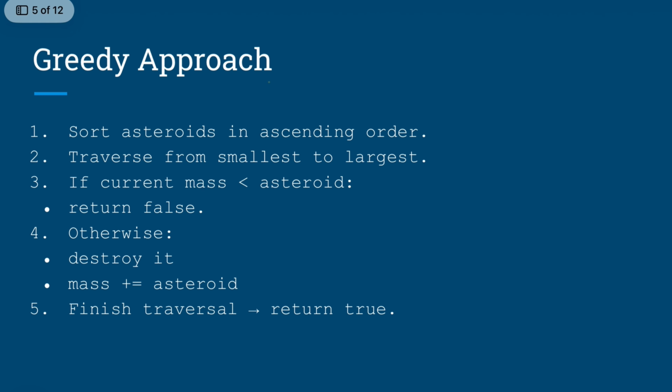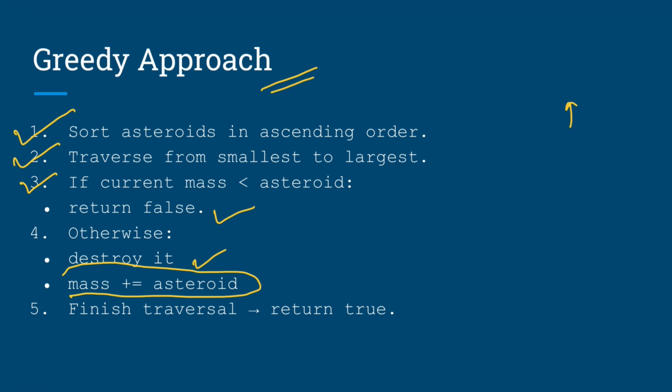So let's come back to the approach. What should be our approach? The very first thing is that we should sort the asteroids in ascending order, meaning increasing order. Then we traverse from the smaller to the larger. We check whether the current mass is less than the asteroid; if so, we return false, otherwise we destroy it. When you destroy it, you update the mass by adding the asteroid's mass. Then you finish the traversal and return true.